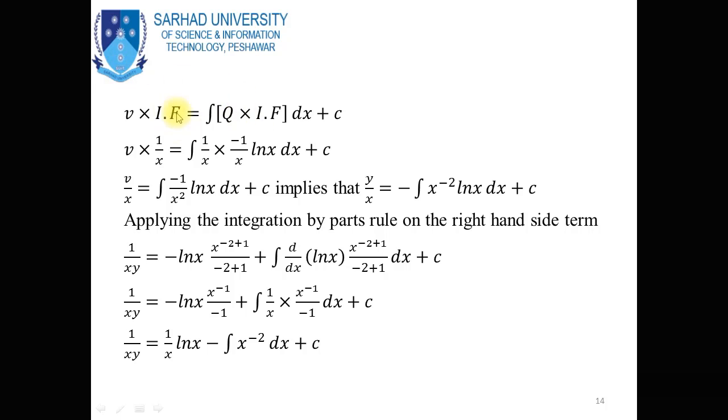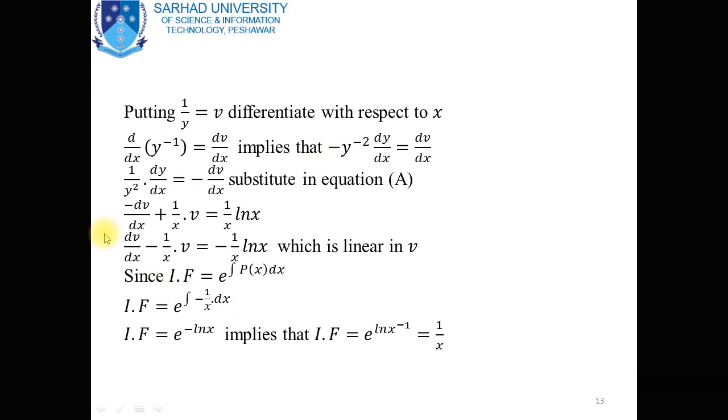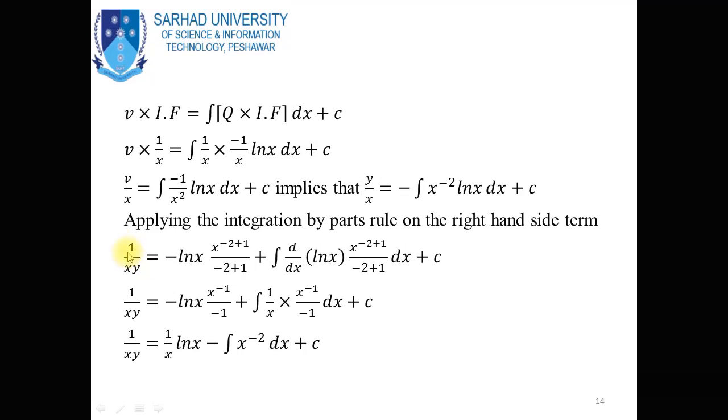Now to find the solution for this new differential equation, in this new differential equation, v is dependent and x is independent. So for the solution, multiply the integral factor to the dependent variable v on the left hand side. Integral factor multiplied by v is equal to integration of the product of q function and integral factor with respect to x. Integral factor is also a function of x and q is also a function of x. So we take the integration of this product with respect to x plus c.